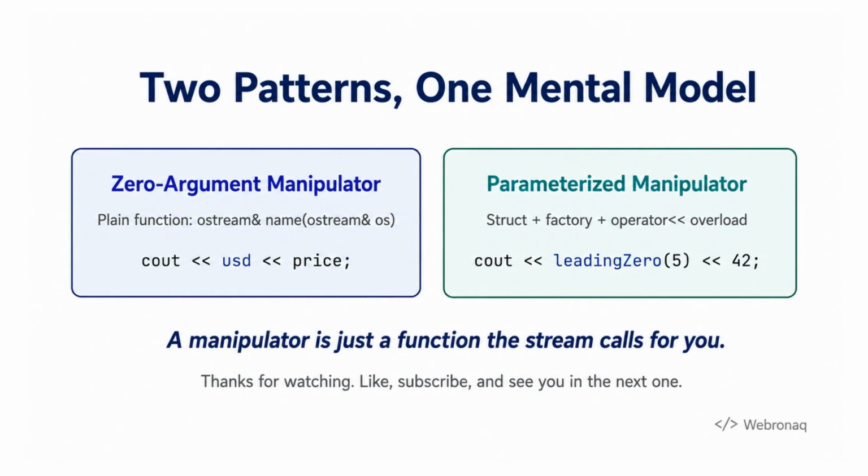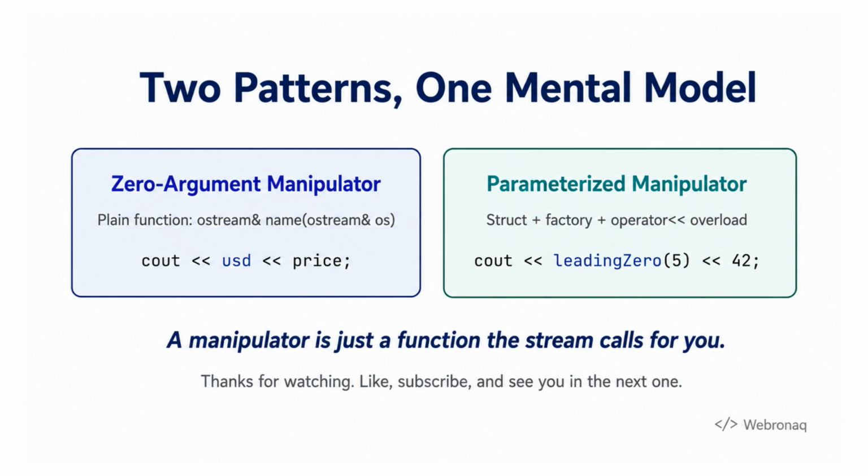Alright, let's bring it all together. A manipulator is just a function the stream calls for you. That single sentence is the whole mental model. When your manipulator needs no arguments, write a plain function taking ostream by reference and returning it. The stream's built-in operator<< for function pointers does the rest. When you need to pass a value in, bundle it in a helper struct, write a factory function, and add one operator<< overload. That is the full pattern, and it is exactly how the standard library built setw and setfill.